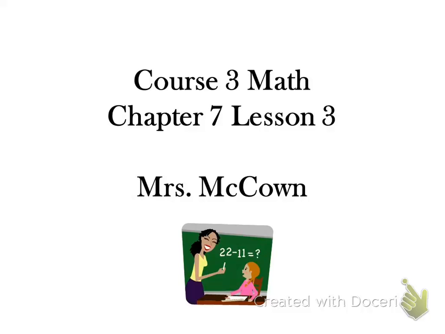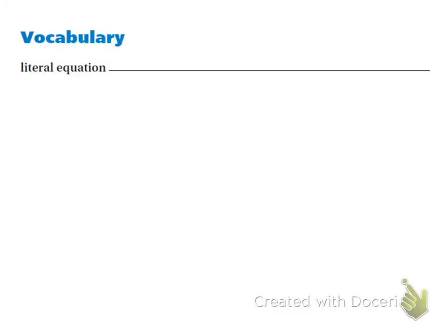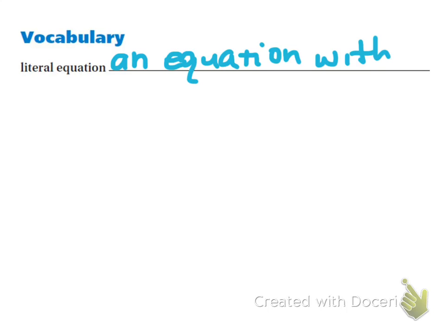This is Course 3, Math Pre-Algebra, Chapter 7, Lesson 3. Let's look at the first vocabulary word we have, and that's literal equation. A literal equation is an equation with two or more variables.